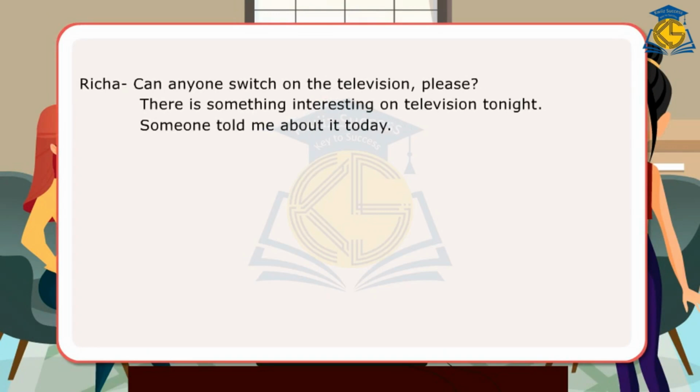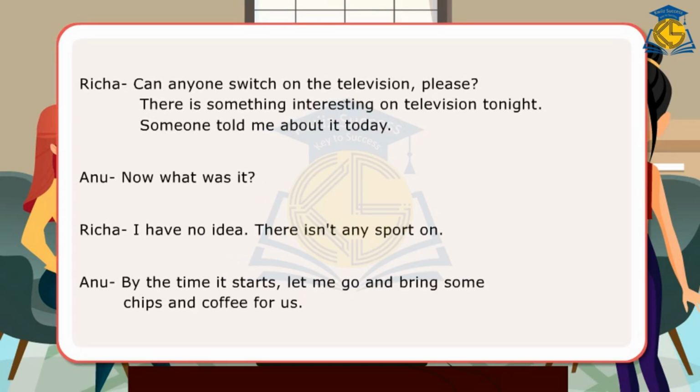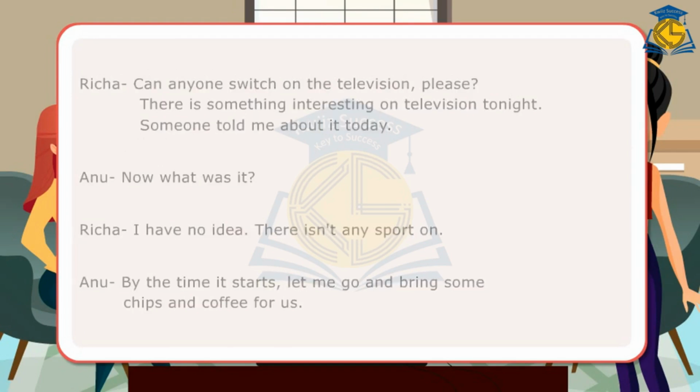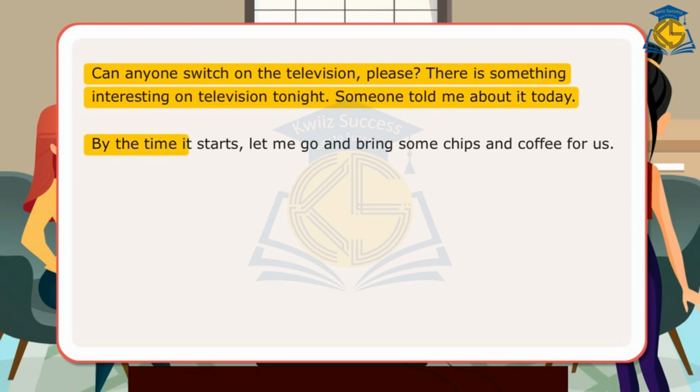In the conversation, Richa and Anu have used determiners like some, any, someone, anyone, something with nouns. Can anyone switch on the television, please? There is something interesting on television tonight. Someone told me about it today. By the time it starts, let me go and bring some chips and coffee for us.